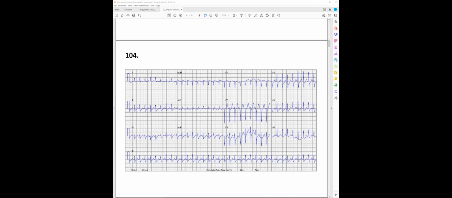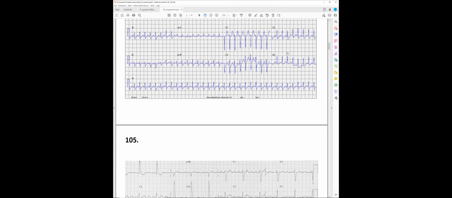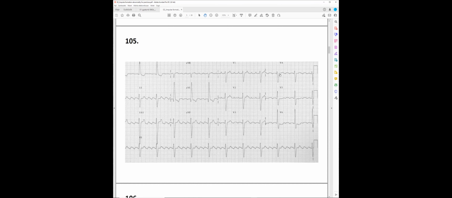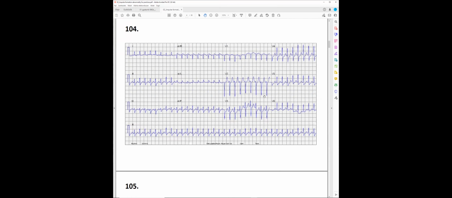Okay, now let's see the next one, Sarah. Good. Very good. I have a question. In AVR there is no P wave, right? In this case, yes.